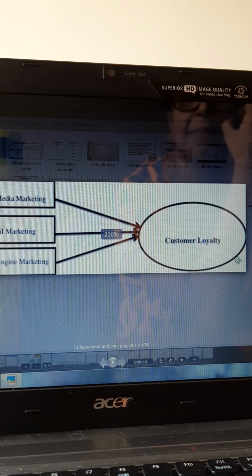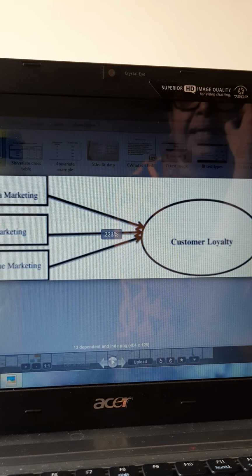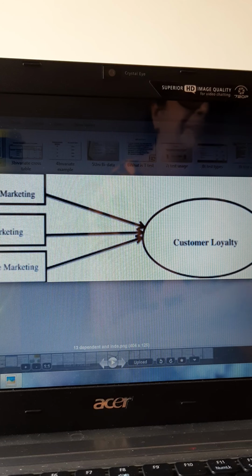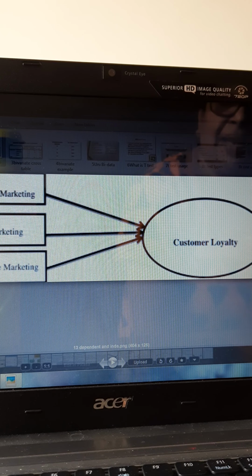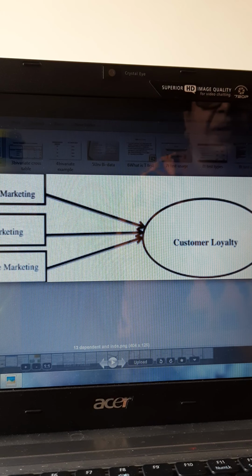So, some examples for dependent and independent variables. Customer loyalty is dependent on social media, email, search engine marketing. Okay, one example.